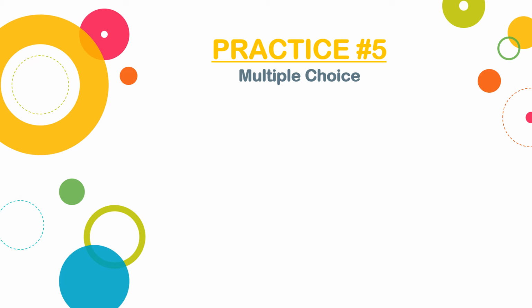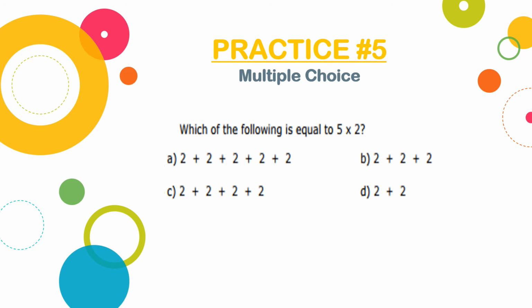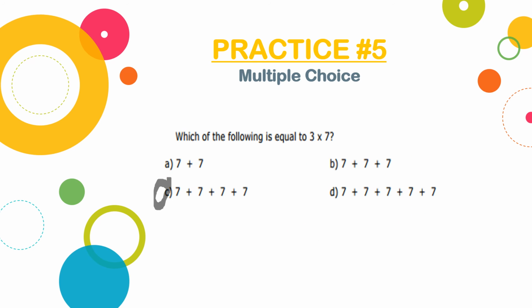Here is practice problem number 5, multiple choice. Which of the following is equal to 6 times 4? Okay, which one of those options is equal to 6 times 4? Okay, so we're talking about repeated addition relationship with that and multiplication. 6 times 4 is saying 6 groups of 4. 6 groups of 4 would be 6 fours. So you should have answered letter C, 4 plus 4 plus 4 plus 4 plus 4 plus 4. And by the way, the answer to both of those would be 24.